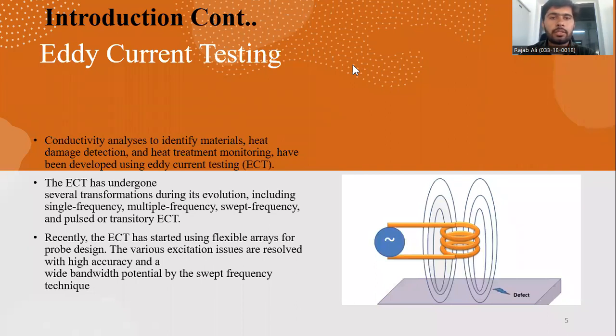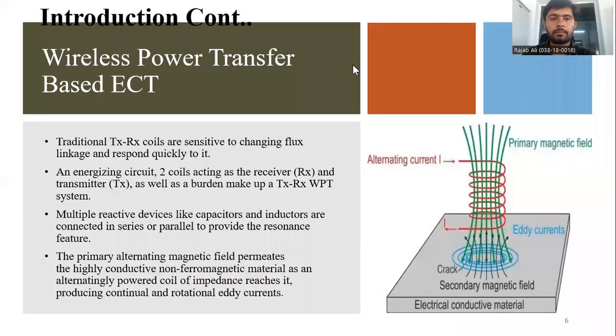Through wireless power transmission, we use the eddy current testing method. Conductivity analysis to identify material, heat damage detection and heat treatment monitoring have been developed using eddy current testing. Eddy current testing has different procedures, including single frequency method, multiple frequency method, swept frequency method, etc. Recently ECT has started using flexible arrays for probe design. The various excitation issues are resolved with high accuracy and wide bandwidth potential by the swept frequency techniques.